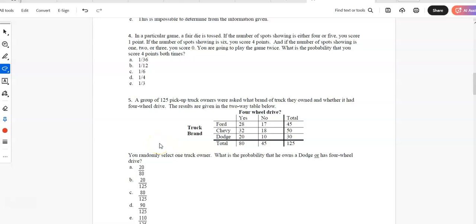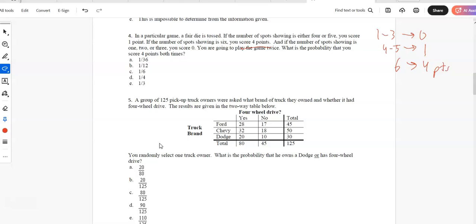In a particular game, a fair die is tossed. If the number of spots showing is either 4 or 5, you score 1 point. If it's 6, you score 4 points. And if the number of spots showing is 1, 2, or 3, you score 0. So 1 through 3 gives you 0, 4 or 5 gives you 1, and 6 gives you 4 points.